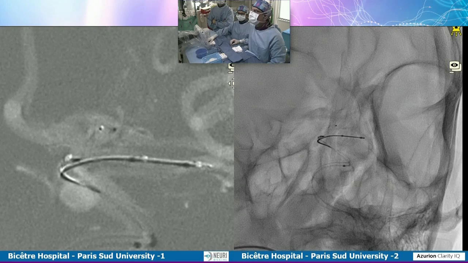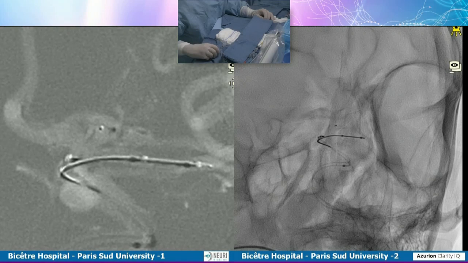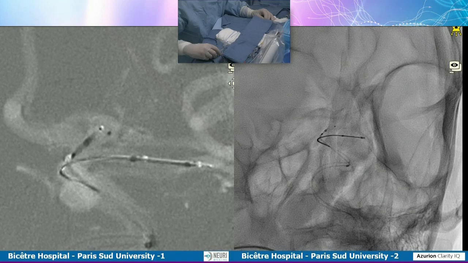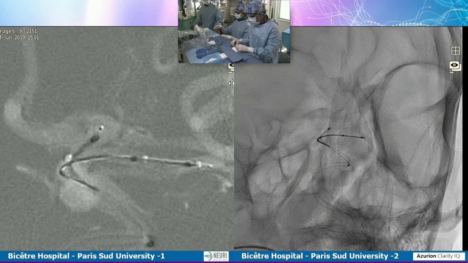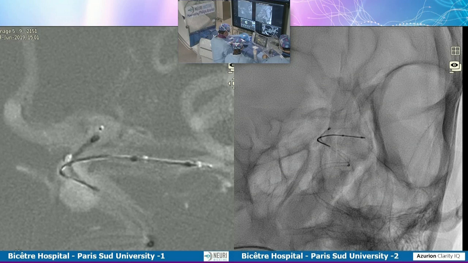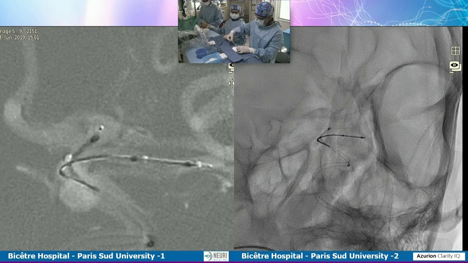So it's obviously too big because you cannot re-enter and make it tilt, so we'll get a smaller size. This was a 4.5 by 2. We are going to switch to 4 by 2. It makes a big difference. Even half of a millimeter makes a big difference. So the aneurysm, it's a cubic thing.